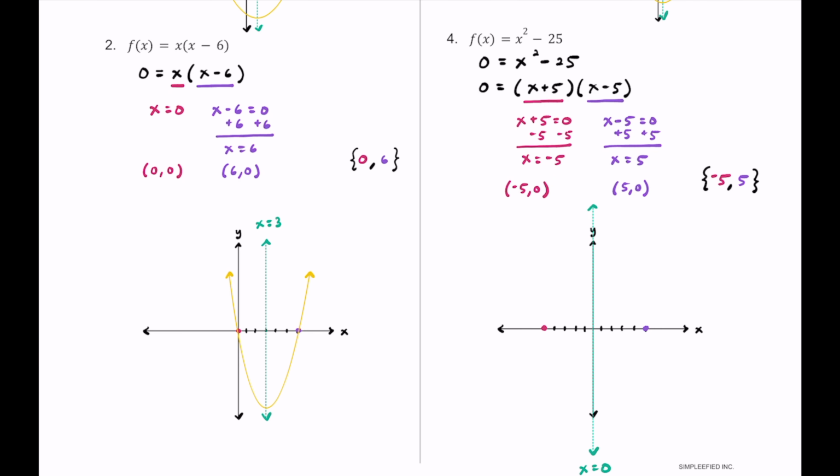So we know the vertex is going to be 0, negative 25 actually, just because the k value in vertex form would be negative 25. Now since a is equal to 1, we know this is going to open upwards. And so roughly this would be the parabola for this quadratic function.